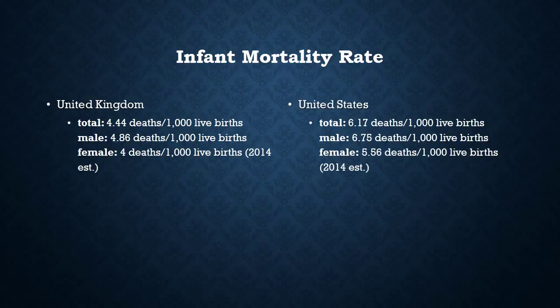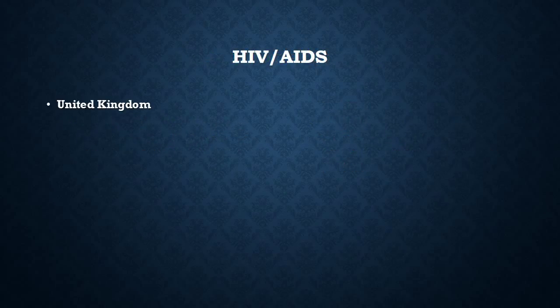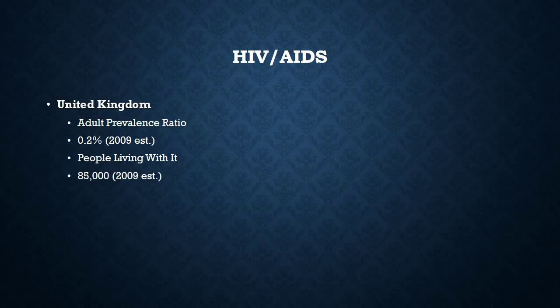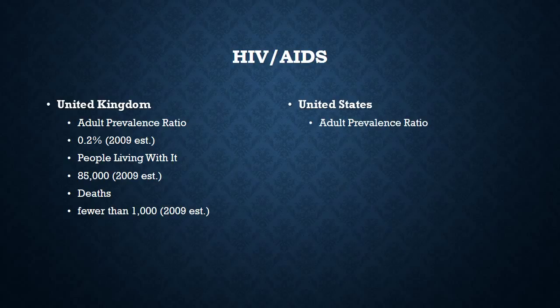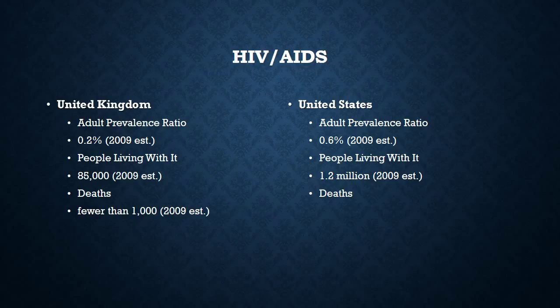Therefore, the Americans have longer life compared to the Brits. For the infant mortality rate, the United Kingdom has a total of 4.44 deaths per 1,000 live births, while the United States has 6.17 deaths per 1,000 live births. Therefore, the United Kingdom has a better infant mortality rate than the US.